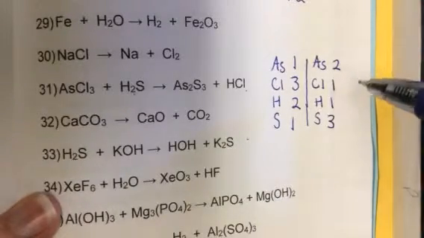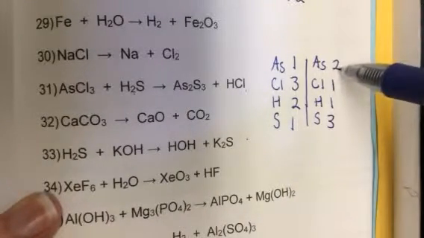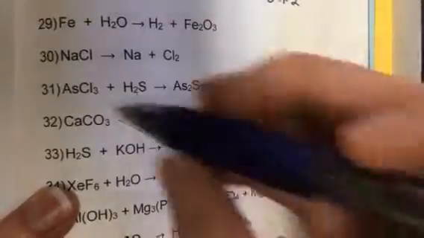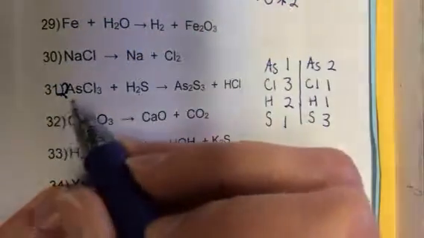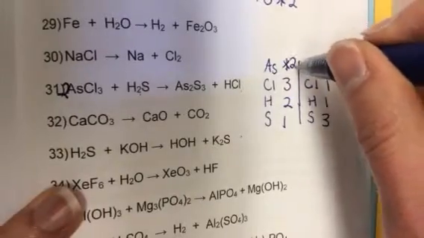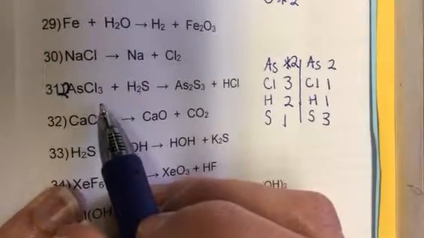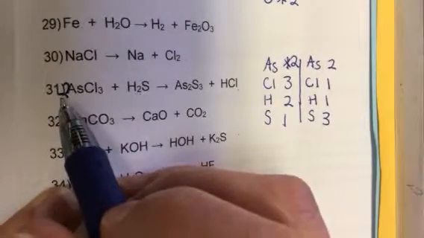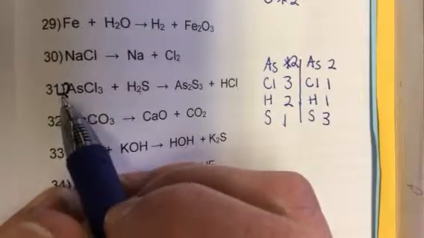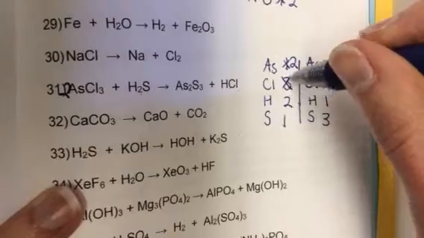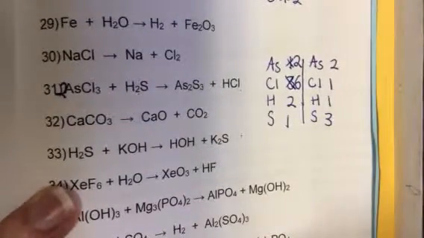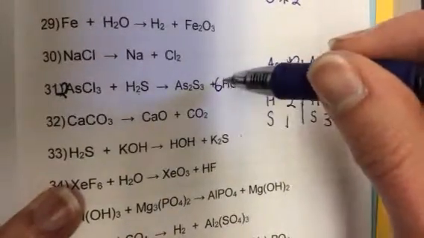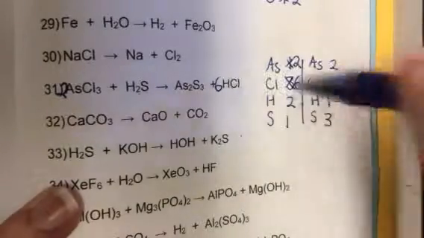So the first thing I'm looking at is arsenic. I only have 1 on this side, I have 2 on this side. To balance that, I'm going to put a 2 right here. That gives me 2 arsenic on this side. Now this chlorine was 3. The way this works is the coefficient multiplies by the subscript. So instead of 3 chlorines, I now have 6. 2 times 3 is 6. So I'm going to change that to 6. Now that I have 6 chlorines over here and only 1 over here, I should probably put a 6 right here. That gives me 6 chlorines. It also gives me 6 hydrogens.